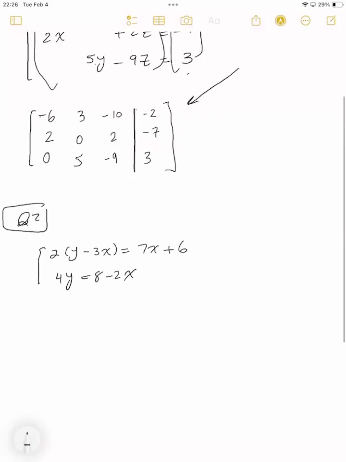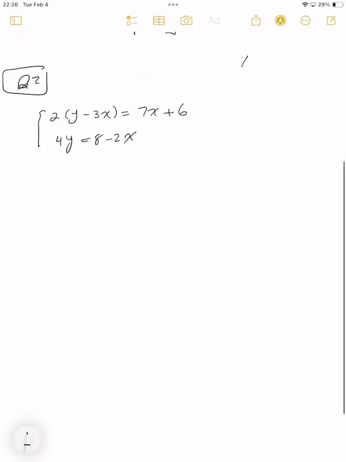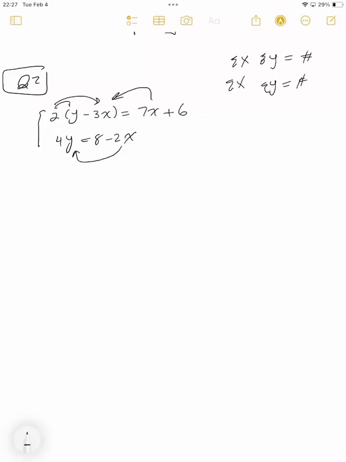So remember, we want to have a system that looks like that. We want to have x's lined up, y's lined up. There will be coefficients here, for instance, and an equal sign, and then your number. So right now, I want this x to move over. I want to distribute the 2. And for the second one, I want to move 2x over. So let's do the first equation first. 2y. 2 times -3 is -6x.